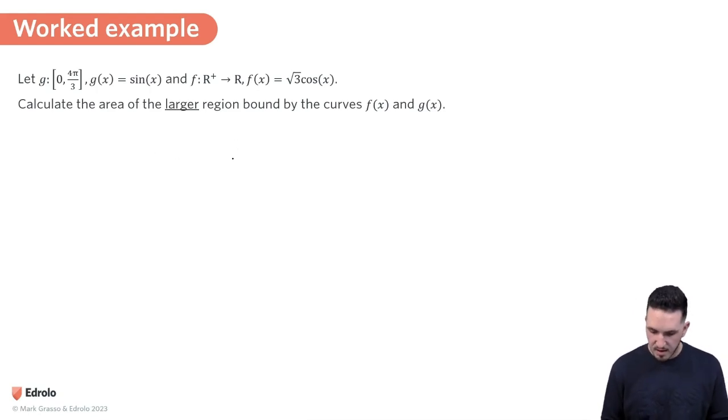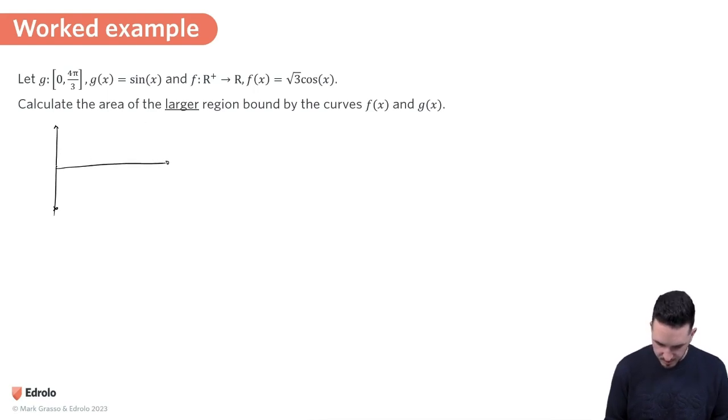So in this case, I want to first sketch these graphs roughly to see what it may look like. I'm just going to do a 0 to 2 pi sketch for both of these. Sine of x has a maximum of 1, and root 3 is just greater than 1, so the cos graph is going to be up here.